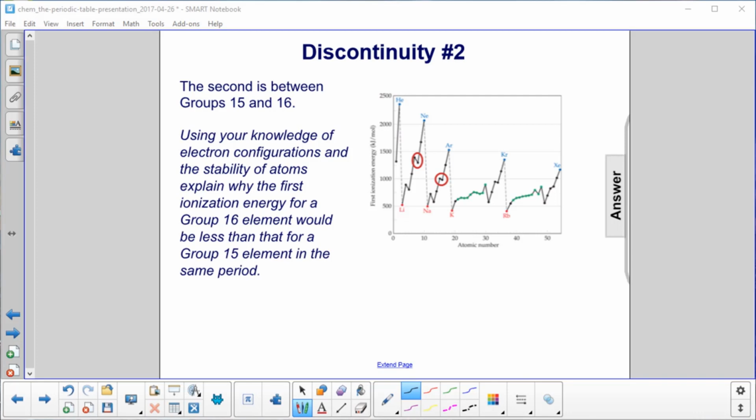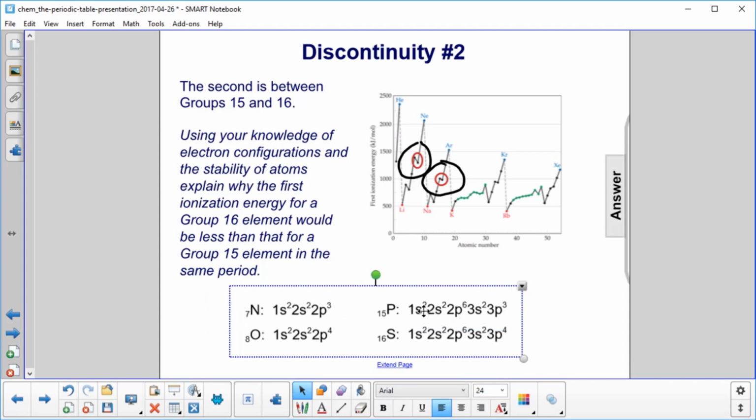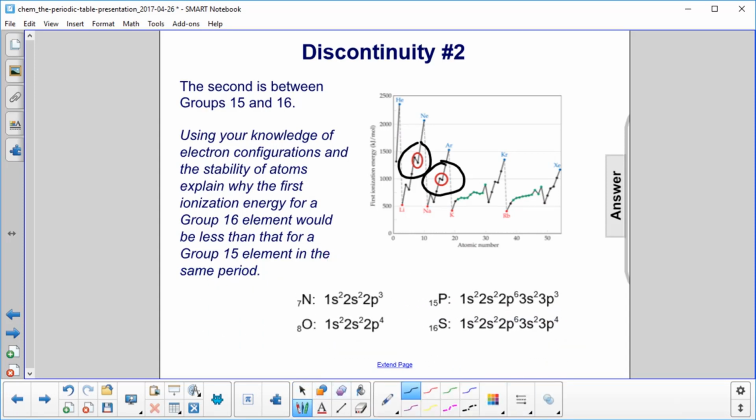The next discontinuity is between groups 15 and 16. And we can see that here in the red circles. So use your knowledge of electron configurations and atom stability to explain why that happens. Well, first we come up with our electron configurations. I should have said that the first circle there is nitrogen and oxygen between groups 15 and 16. The second circle is phosphorus and sulfur.